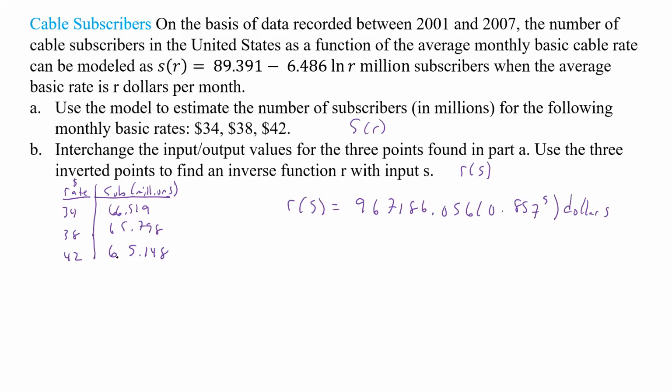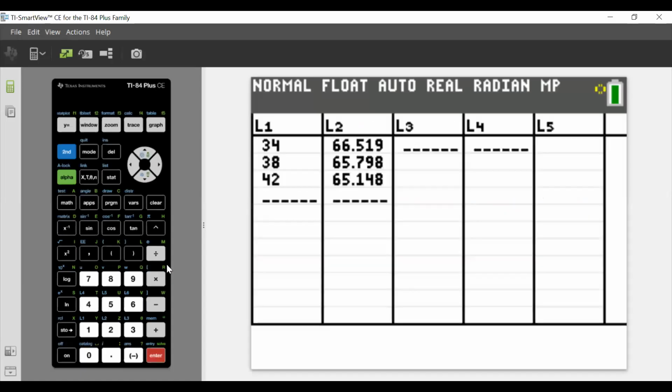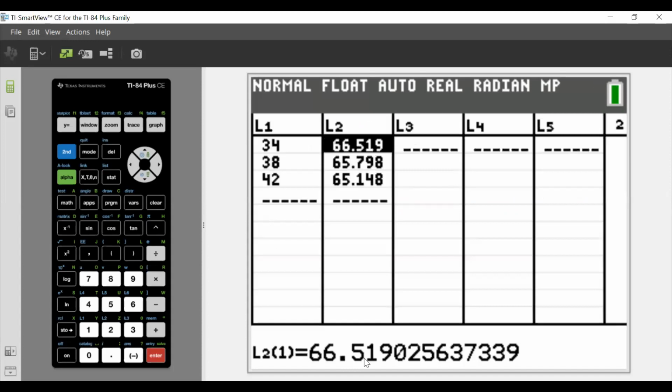It's going to be from 65.148 million subscribers up to 66.519 million subscribers. Our rates are going to come out somewhere in there using our function here. Okay. And so that's how we would do that one. Again, we used our calculator, the table itself, to get those values. Now, we can't go back and see those equations, but we can actually see the numbers here. So that's kind of a nice thing.